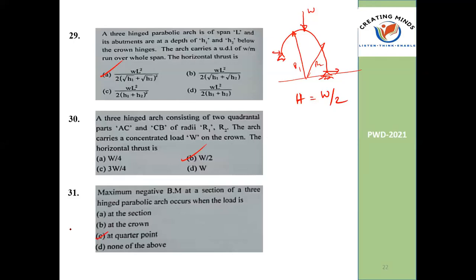Sir, what's the difference between maximum negative and absolute maximum negative moment? Absolute maximum negative and maximum negative, both are the same. The thing is, both are the same in the sense that if you consider a beam or arch, anyone, nothing to worry about the structure.